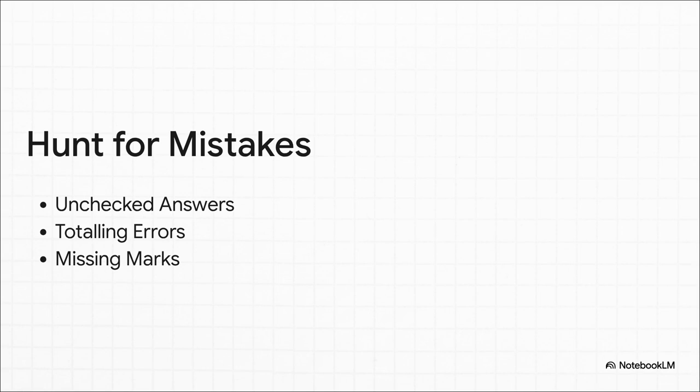You really need to focus your attention like a laser here and hunt for 3 specific types of mistakes. First, look for unchecked answers. Did the grader just completely miss a response? Second, totaling errors. Are the numbers simply added up incorrectly at the end? And third, missing marks or just wrong calculations based on the marking scheme. Remember, you're not arguing philosophy here. You're hunting for clear, undeniable administrative or calculation errors.